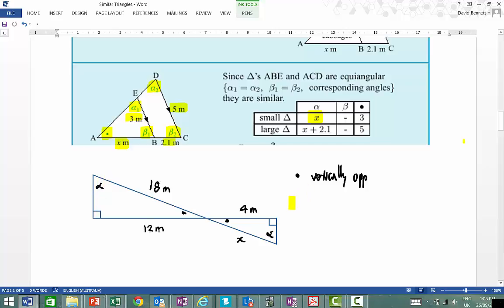Alright, and we know that alpha is equal to 90 take the dot. We know that's the case because there's 180 degrees in the triangle and it's a right angle triangle, therefore the other side has to be the same. So therefore, similar triangles due to all angles equal.